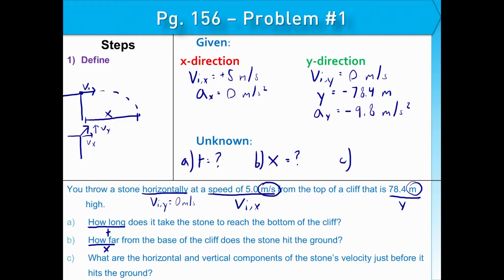Part C, what are the horizontal and vertical components of the stone's velocity just before it hits the ground? So what are the horizontal and vertical components just before it hits the ground? Just before it hits the ground is referring to the final velocity. So I'm going to put final V. And so it needs the velocity component in the x direction. So it could be VFX equals unknown and VFY equals unknown.